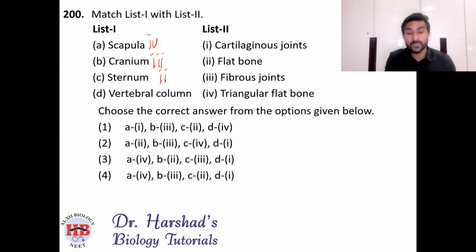Vertebral column has intervertebral discs, which are cartilaginous joints. So D will match with 1. So A4, B3, C2, D1. Yes, that's your option number 4. That's the last question of your NEET paper.